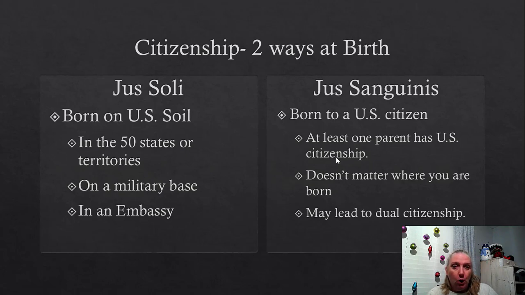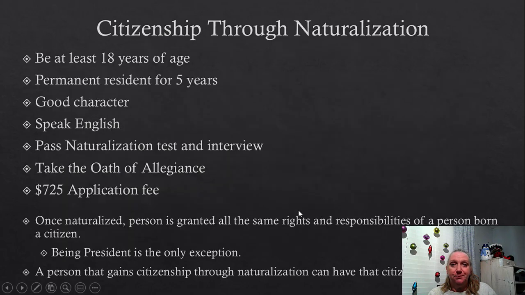Many countries only have one of these ways. They either have it by soil or by blood. The United States is one of the few countries that grant citizenship through both methods. Now, you can also get citizenship through naturalization, meaning you are not born a citizen. You immigrated to the United States and are seeking to become a naturalized citizen.